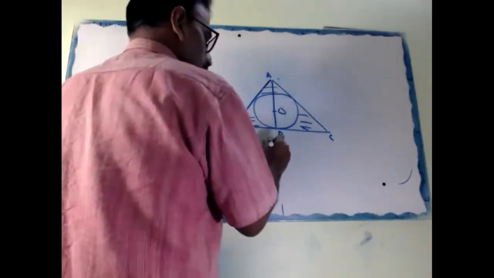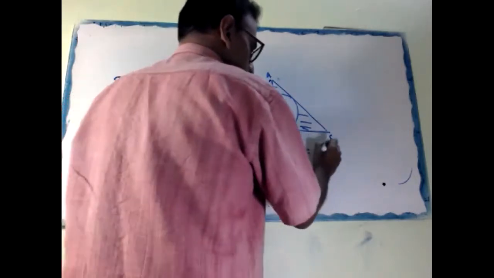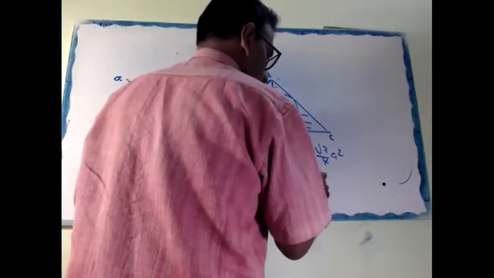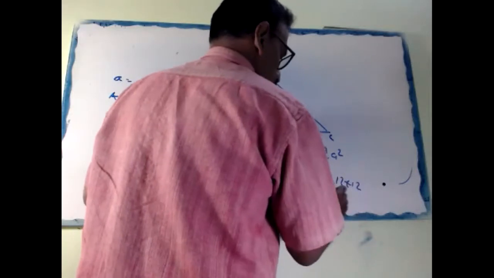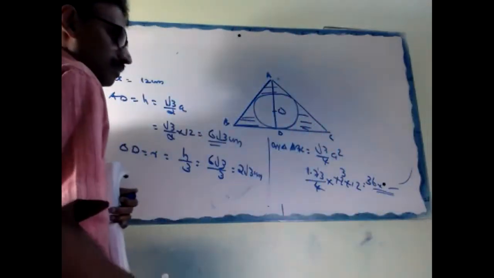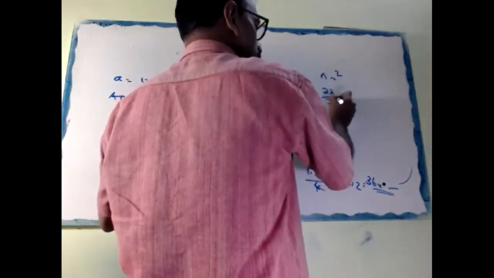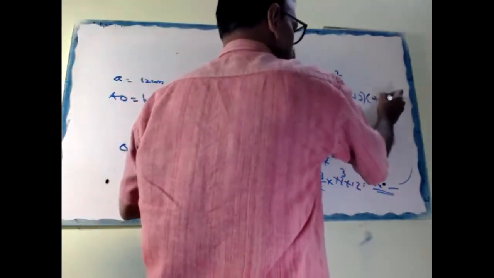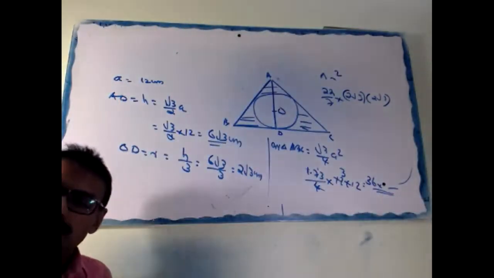Hence, you find the area. Area of triangle ABC, root 3 by 4 a square. That is 1.73 by 4 into side, 12 into 12, that is 3, 36 into something. Okay, 36 root 3. Then area of circle, pi r square, 22 by 7 into r, which is 2 root 3, 2 root 3 into 2 root 3. Then subtract, we'll get the answer. Are you okay now? This is a star question. Okay, simple and good question.